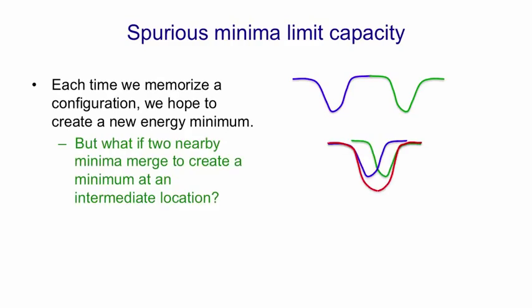But if those two patterns are nearby, what will happen is we won't get two separate minima. They'll merge to create one minimum at an intermediate location. And that means we can't distinguish those two separate memories. And indeed we'll recall something that's a blend of them rather than the individual memories. That's what limits the capacity of a Hopfield net, that kind of merging of nearby minima.